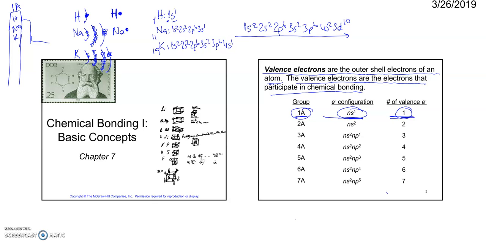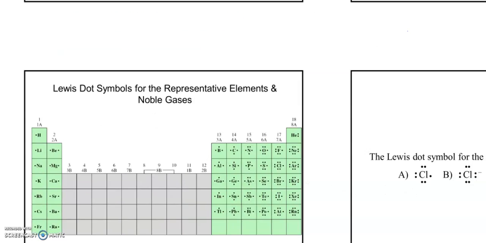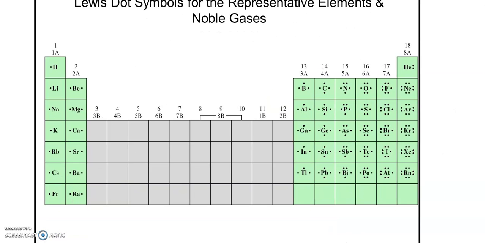So then I can do some calculations with it. For potassium, I'm going to just use one electron as well. Okay, so let's look here. This is called Lewis dot symbols. All right, Lewis dot symbols. For hydrogen, right here, I have one electron. For lithium, I have one electron. For sodium, I have one electron. For potassium, I have one electron.